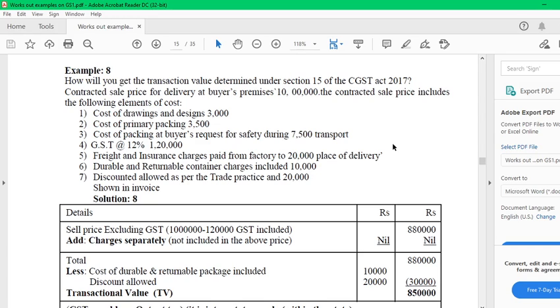Contracted sales price for delivery at buyer premises is 10 lakhs. The contracted sales price includes the following elements of cost. Cost of drawing and design 3000. Cost of primary packing 3500. Cost of packing at buyer request, safety during transport, 7500. GST at 12%. Freight and insurance charges paid from factory to place of delivery 20,000. Durable and returnable container charges included 10,000. Discount allowed as per the trade practice rupees 20,000.